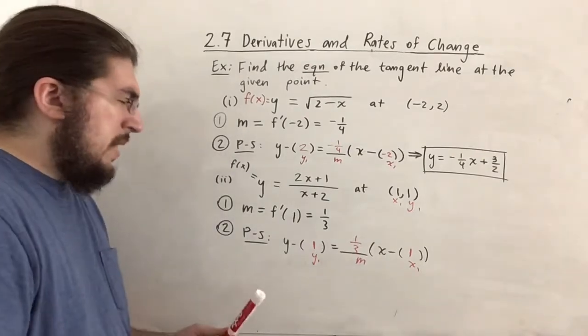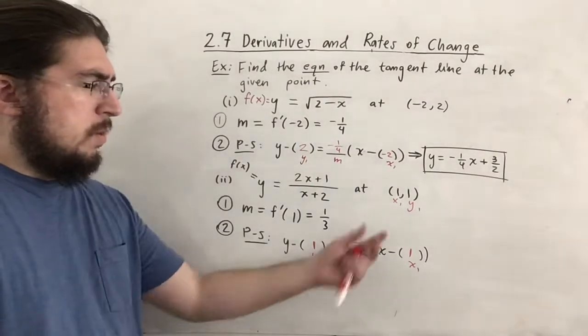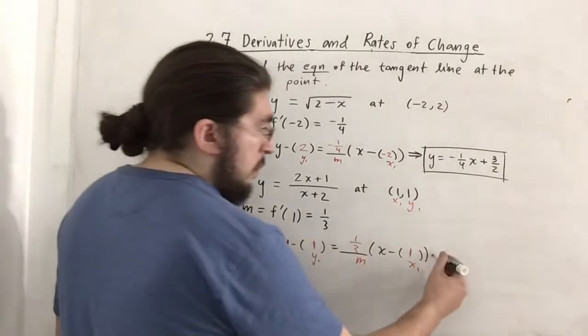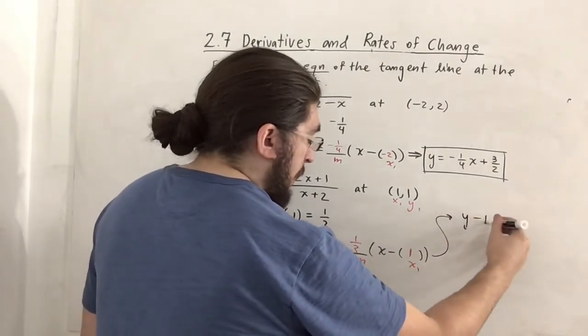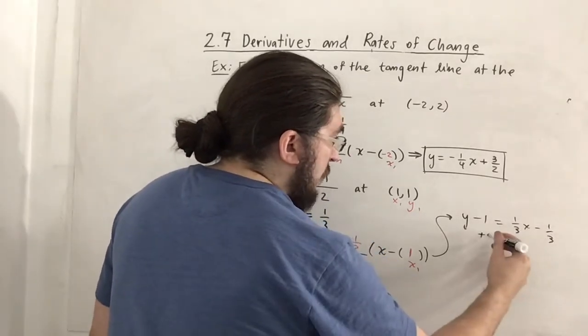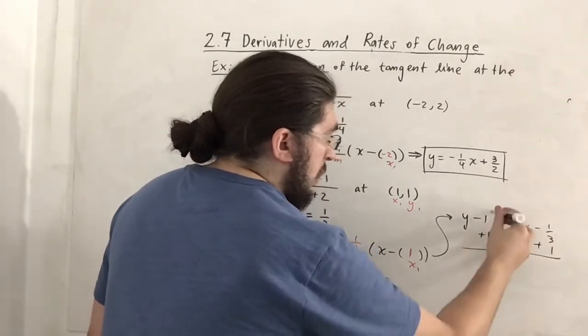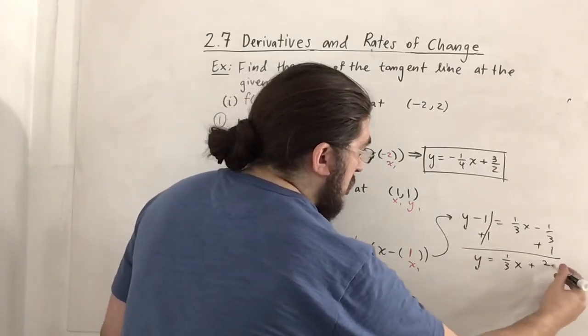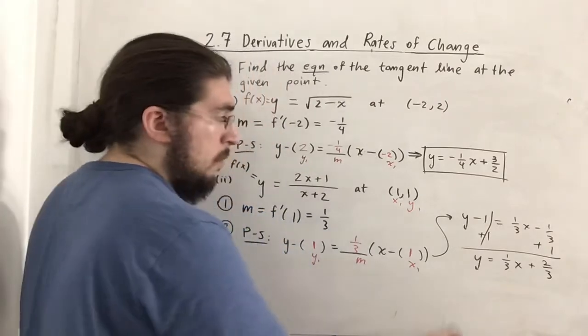So this isn't too bad actually. This is just y minus 1 equals 1/3 times x minus 1. Distribute the 1/3, we end up with y minus 1 is equal to 1/3 x minus 1/3. Adding 1 to both sides gives us y is equal to 1/3 x plus 2/3 actually. 1 minus 1/3 is 2/3.